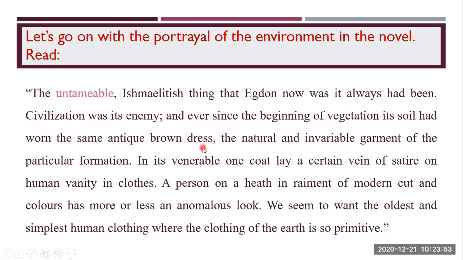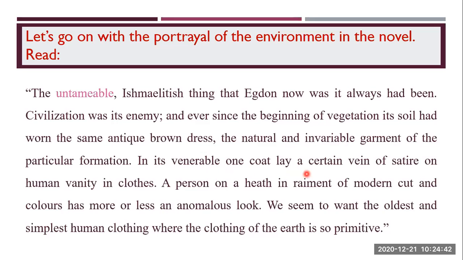Again, the writer continues with the use of personification. A land does not wear a dress, but in literature it can. Here, Egdon Heath wears an antique brown dress, the same dress that it wore since ancient times, in Ishmaelitish times. Moreover, this garment is natural and invariable, which gave the land a particular formation. In its venerable one coat, again, one coat, a character. The writer decides that Egdon Heath will be a person and has a role in the novel.